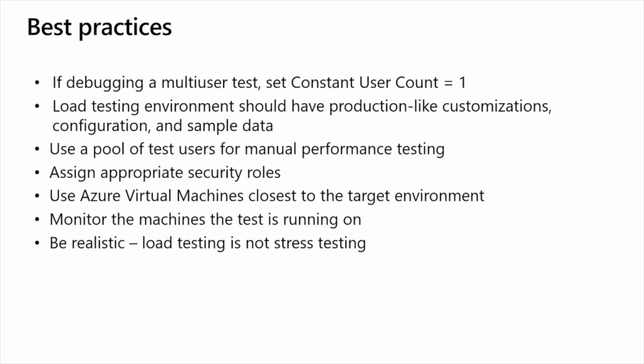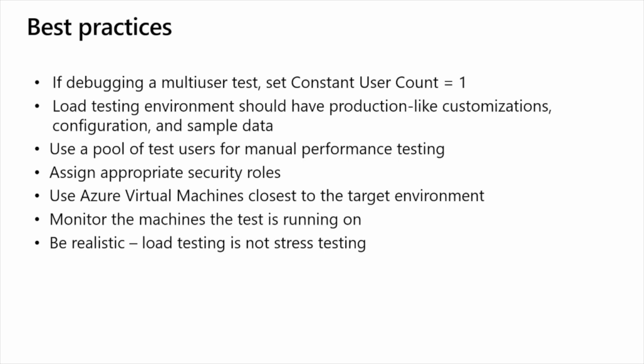So use a pool of test users for manual performance testing. What we mean by that is for manual performance testing, you configure test users to execute tests based on a certain security role. So you can include that. Including security roles will result in more accurate results for performance, as different security configuration most likely can have a performance impact, especially if you're using things like XDS policies. If you run that as a system administrator, the XDS policy will be completely ignored even. So you need to test with appropriate security.